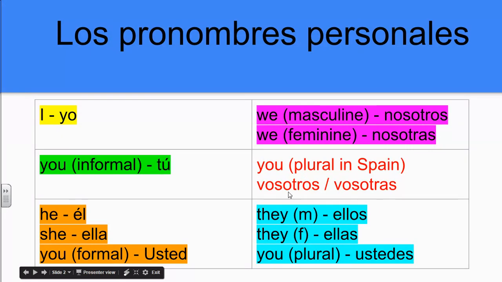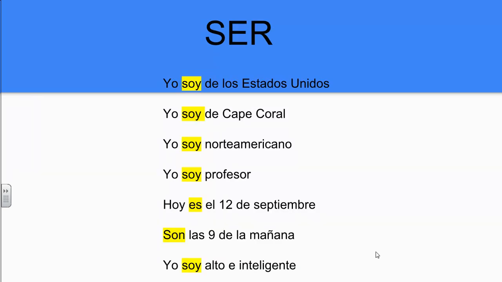But as I mentioned, the rest of the Spanish-speaking world does not worry about vosotros. So tú, one person, your friend. Usted, one person to show respect. Ustedes, it doesn't matter, more than one person. So the verb ser, what are some of its uses? Here are some forms that we can see with ser.